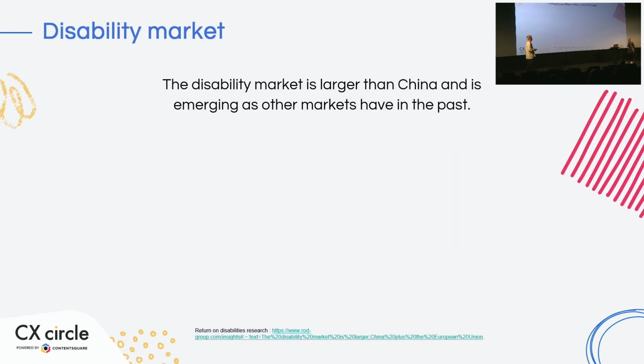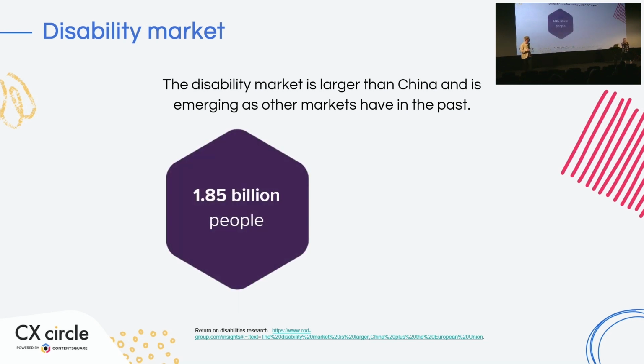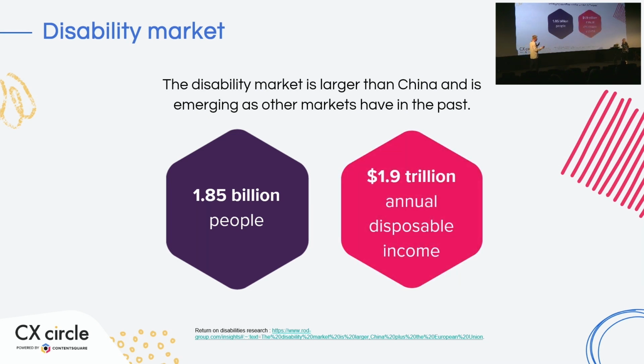Larger than China, and it's emerging, as other markets have as well. So 1.85 billion people. That's a lot of people. I don't know what the exact population count is right now, but that's a lot of people who can't use certain products, apps, websites, and so on. Not about the money at all.